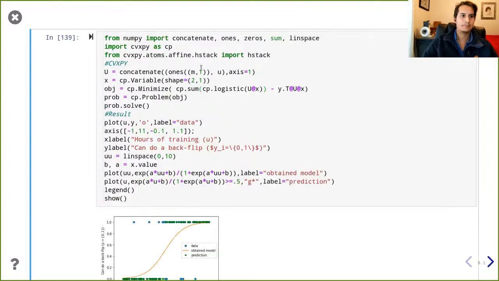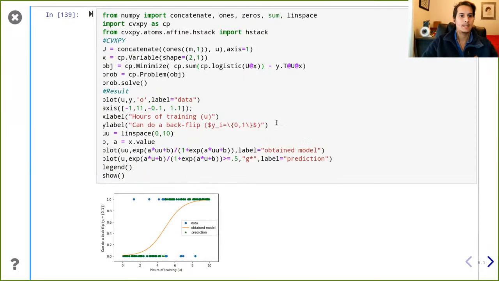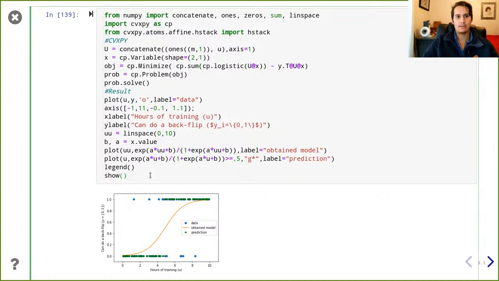And if you do that and run this function, this is not showing correctly. Let me open it again. Yeah. So the blue points were the data points that we had. This obtained model is the yellow line, and the prediction if the person can or cannot do a backflip is these stars in green. So with our model, we can predict very accurately if a person can or cannot do a backflip based on this variable u.